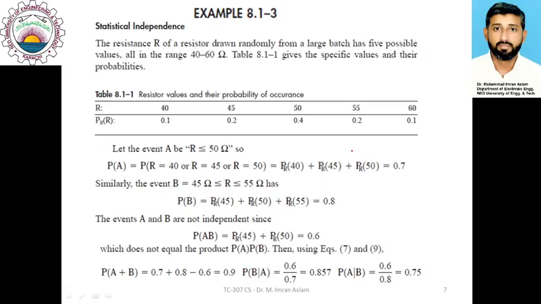We can use these relationships to calculate other probabilities as well. For example, if I ask you to calculate the probability of A union B, you can simply calculate it by the standard formula, that is probability of A plus probability of B minus probability of A intersection B, which comes out to be 0.9. Similarly, we can also calculate the conditional probabilities as given by the standard formula, and those probabilities come out to be 0.857 and 0.75.